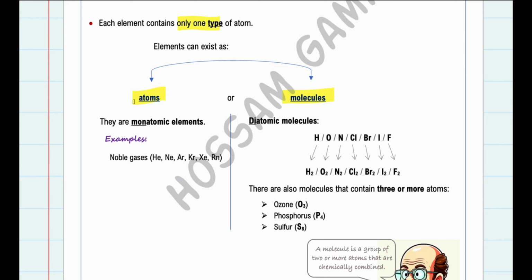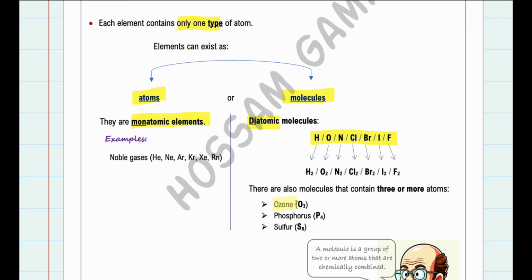When the element exists as atoms, it's said to be a monatomic element, like noble gases. All of them are found in nature as separate atoms. Other elements exist in nature as molecules, and a molecule is a group of two or more atoms that are chemically combined. Elements could be diatomic, and all elements that are diatomic are collected in one word, HONClBrIF: hydrogen, oxygen, nitrogen, chlorine, bromine, iodine, and fluorine. Those are all the elements that exist in nature as diatomics.